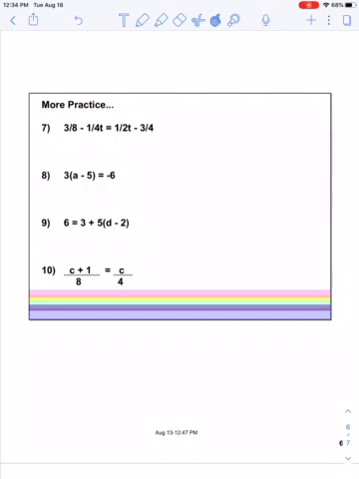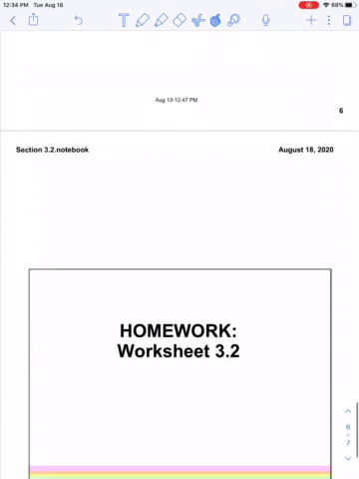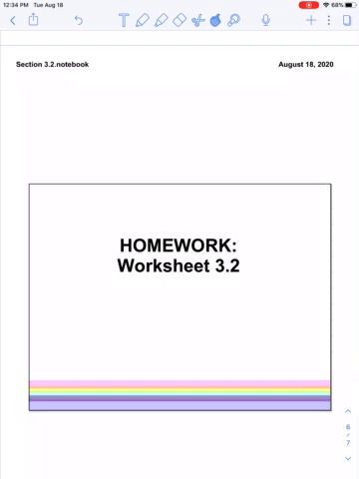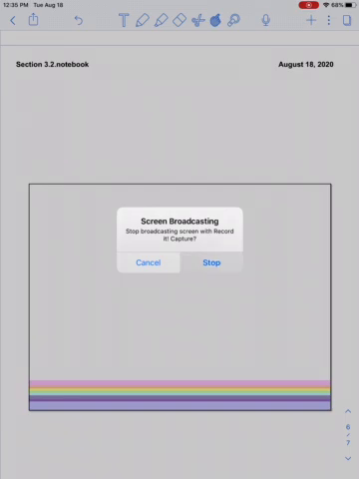All right, what I want you to do is do these 4 on your own, if you can. That last one's a little bit of a challenge, but try it. And then your worksheet is 3.2. And if you have any questions, just let me know.